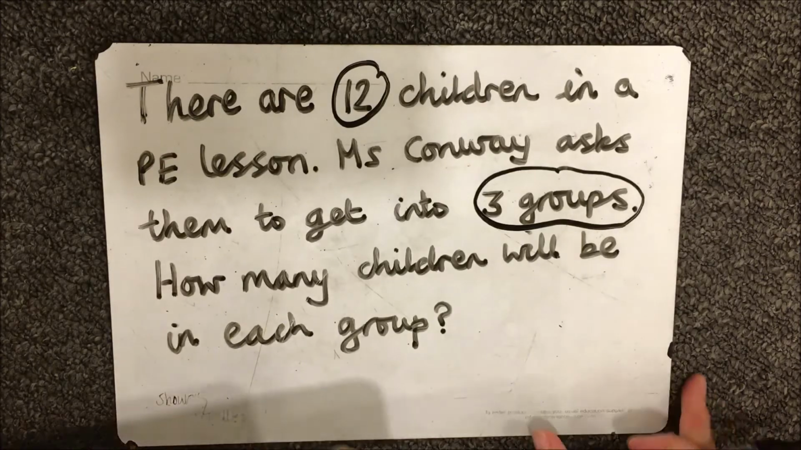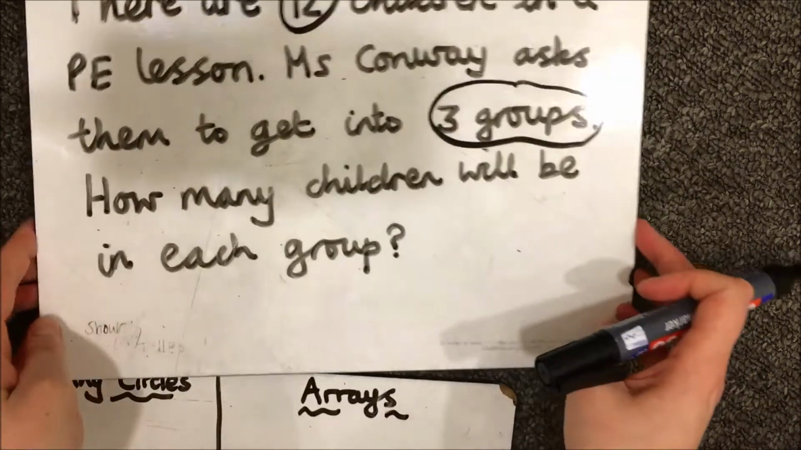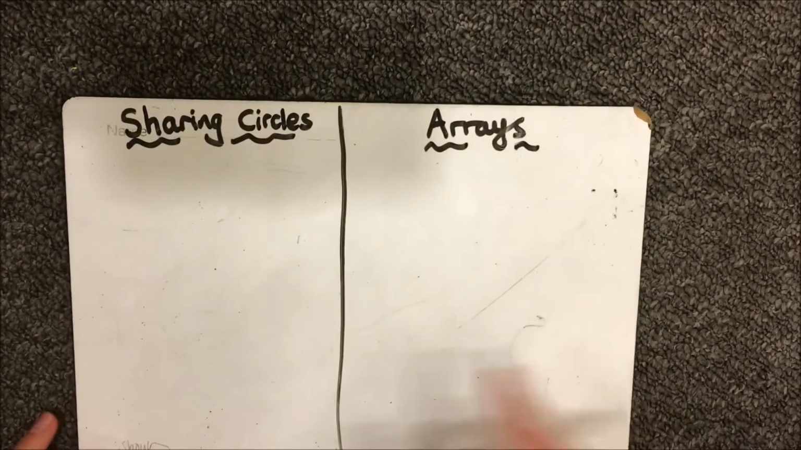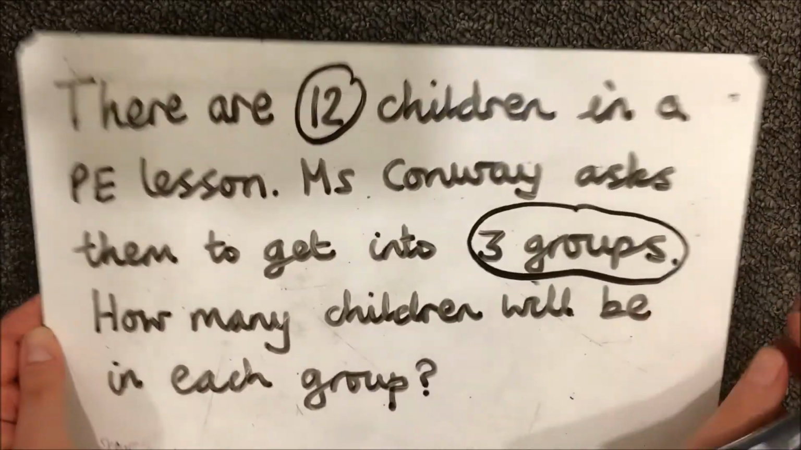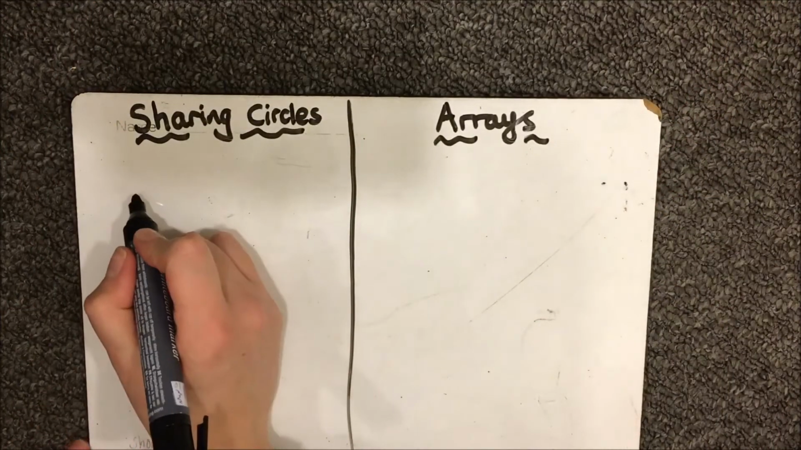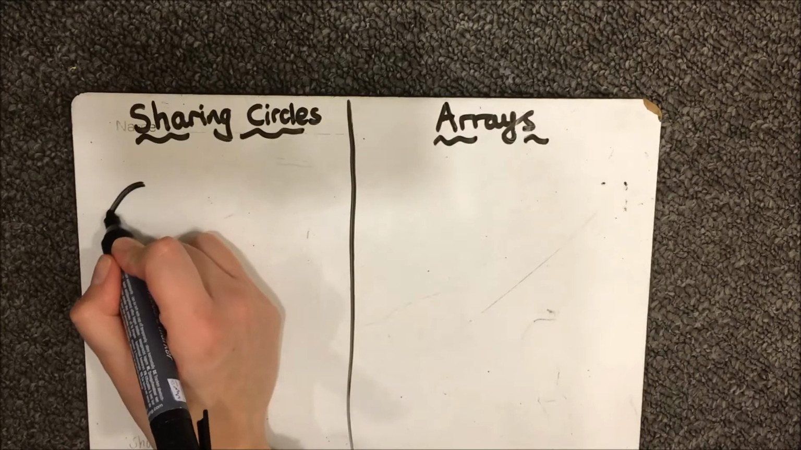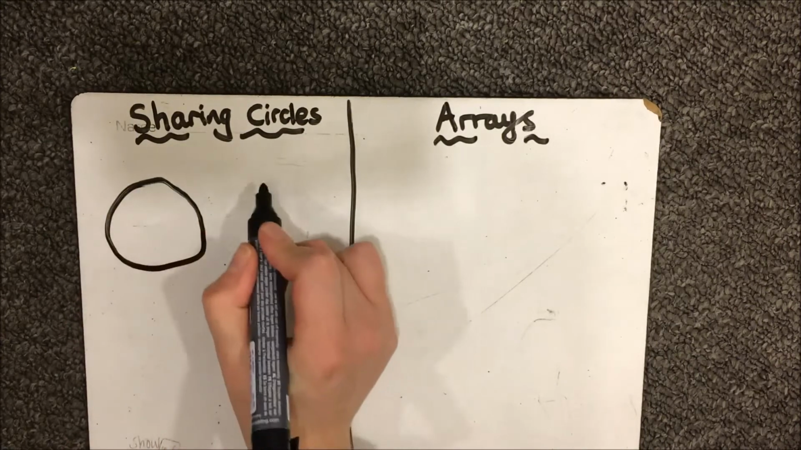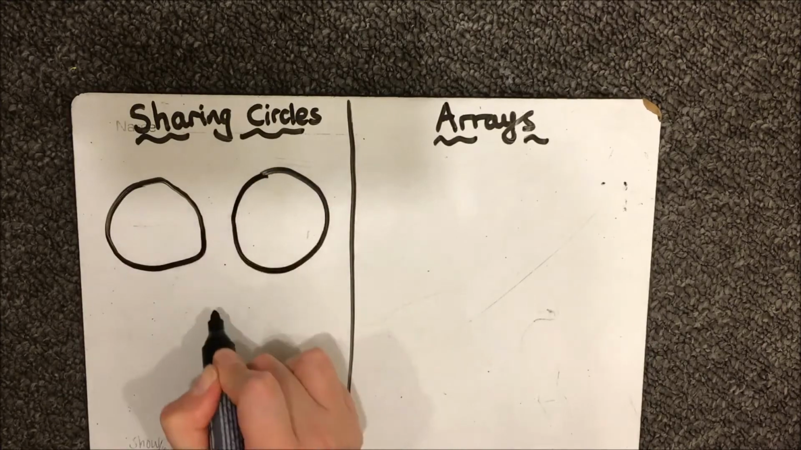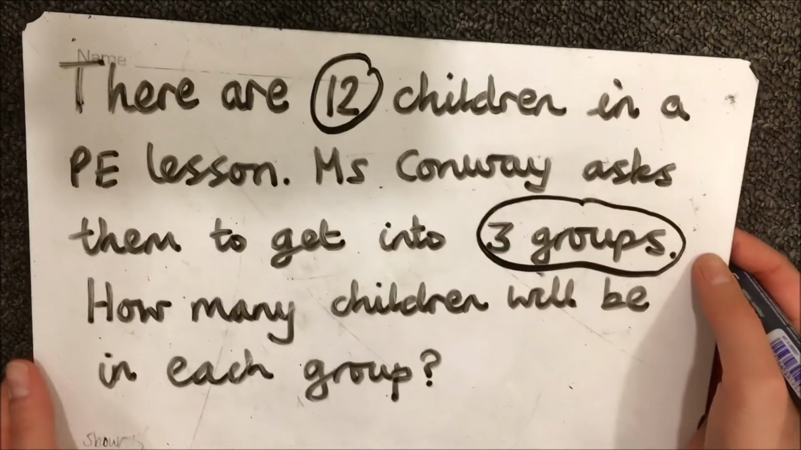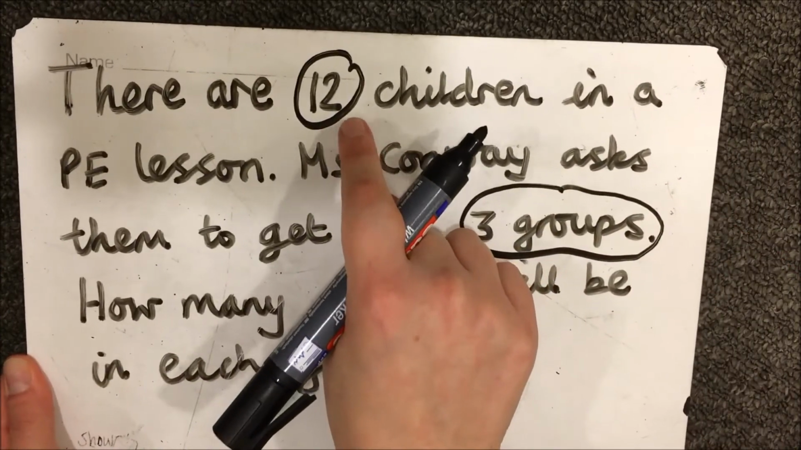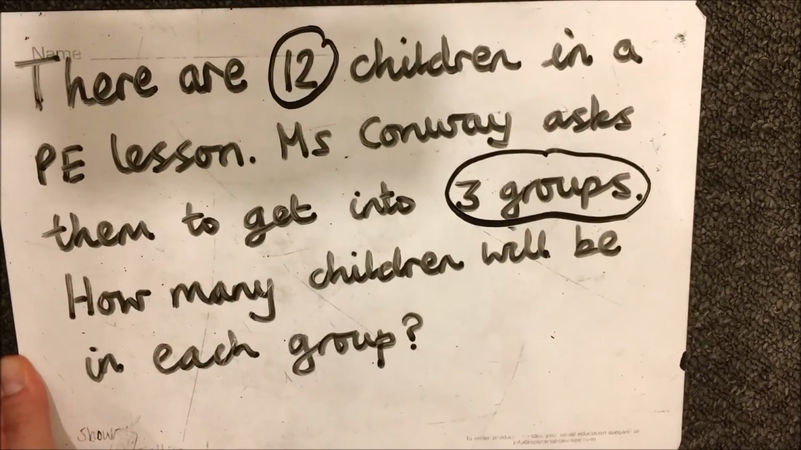I'm going to show you the ways that you might have done in year 2 and then learn some new ways. So in year 2 you did sharing circles. So I've got my 3 groups I need. I'm going to draw as circles. There's going to be 1 group here, 1 group here, and 1 group here. Straight away, I've got my 3 groups. I haven't got anything in my groups yet. I need to share the children, so the 12 children, into each group.